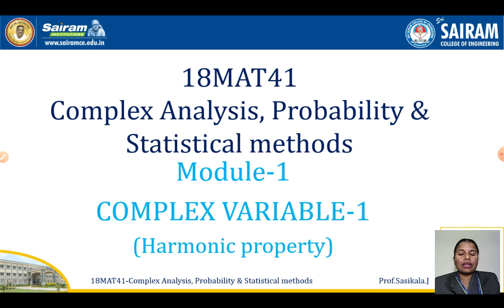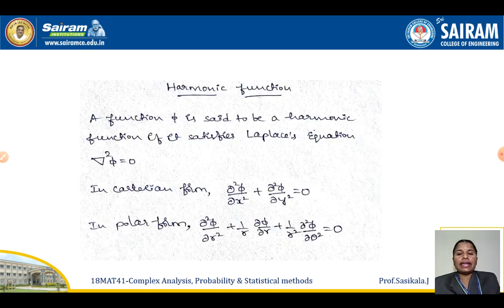We proved two theorems. What are they? They are nothing but the Cauchy-Riemann equation in polar form and Cartesian form. Now we are going to see the property of the CR equation, which is for harmonic functions. Before the property of harmonic function, we must first know the definition of a harmonic function. So what is the definition of a harmonic function?